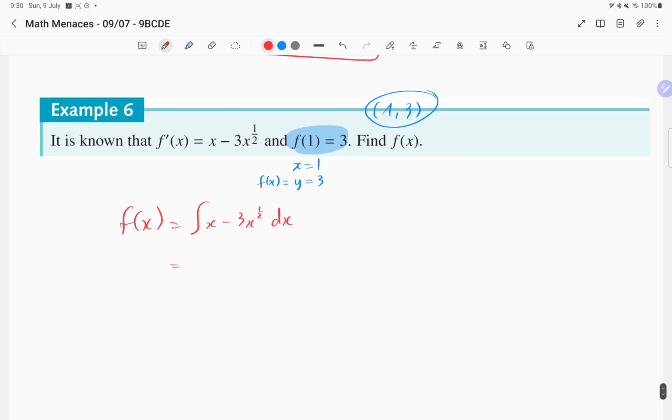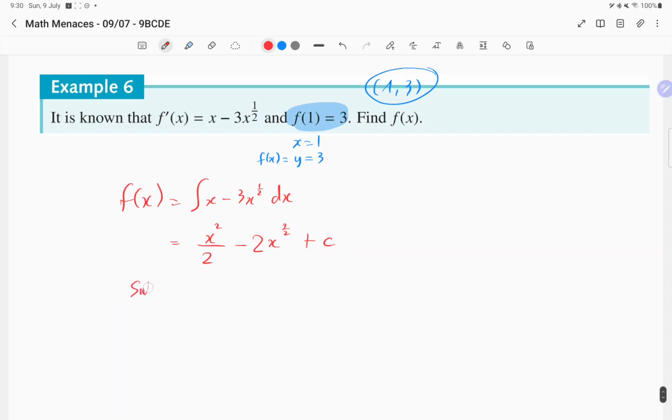Okay, and then that would be equal to raise the power by 1, which is 2, and then divide by 2. Minus, now raise the new power by 1, which is x to the power 3 over 2, and then times by the reciprocal. So that would be 6 over 3, which is just 2x to the power of that plus c. And then we need to sub in f(1) equals 3. Okay, so then you will get the y value, which is f(x), so that's 3 equals 1 squared over 2, or just 1 over 2, minus 2 times 1 plus c.